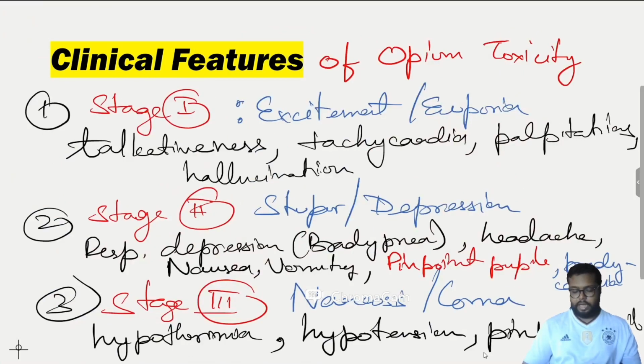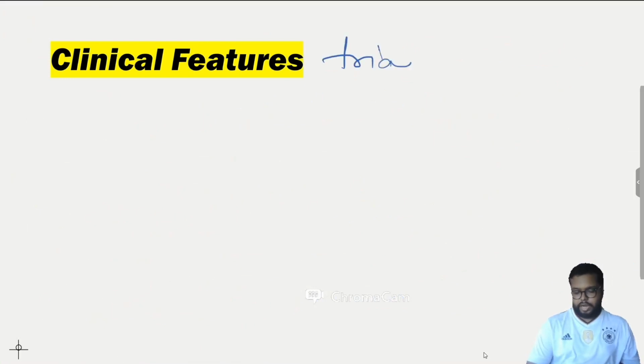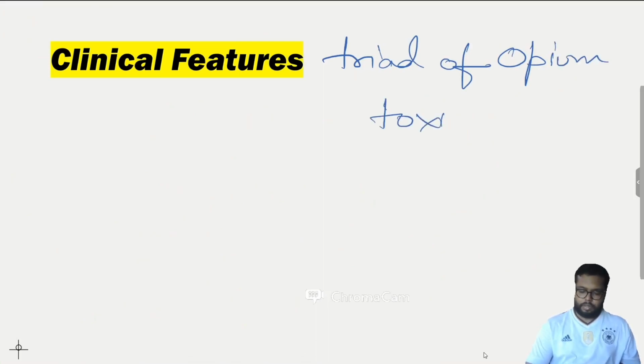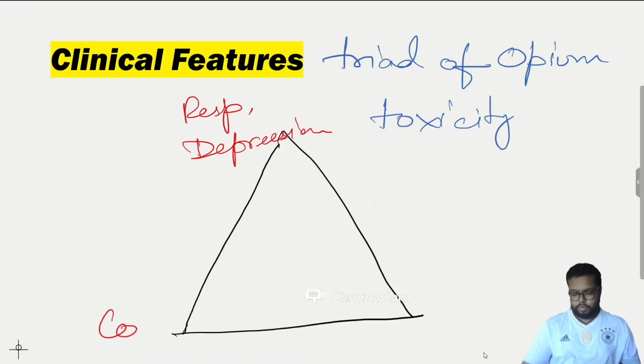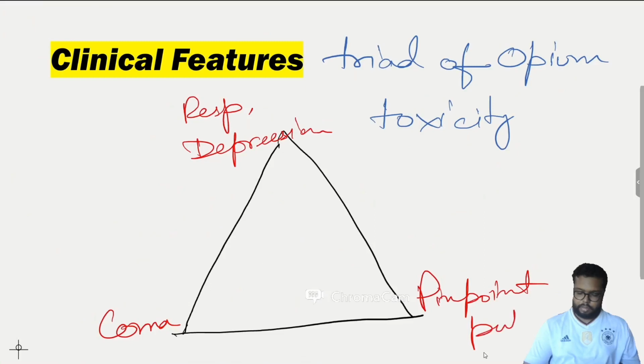As you have seen the clinical features, if you are at the toxidrome, you have to see, we have a triad. What is the triad? Triad of opium toxicity. This triad consists of respiratory depression, coma, along with pinpoint pupil.